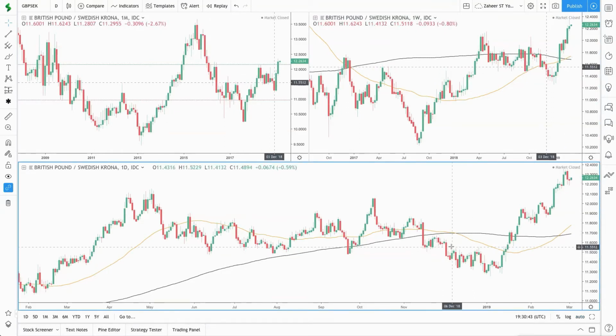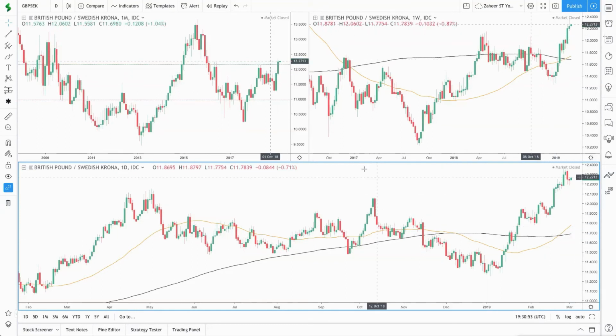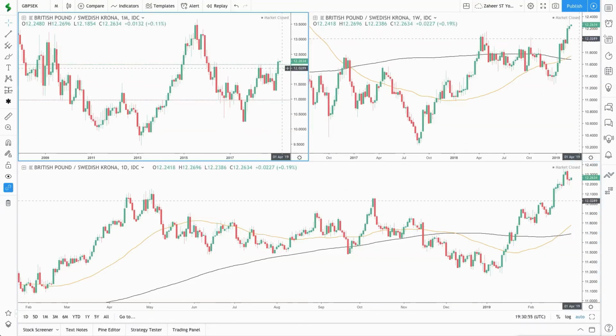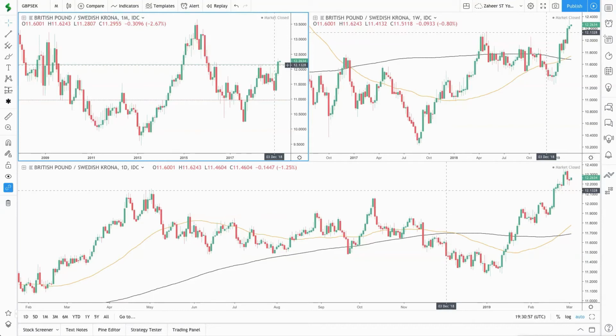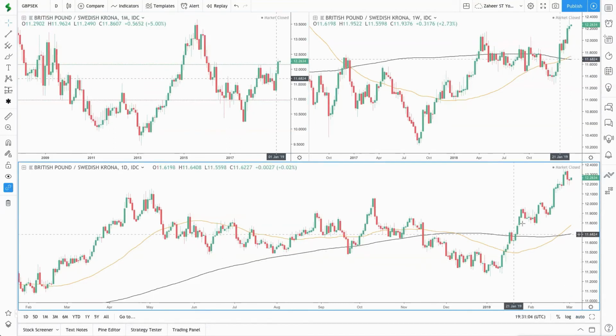Come down to the daily time frame, also see the bullish trend in progress. Price is above the 200 and the 50 moving averages, and a golden cross also confirmed on the daily. So all in all, looking very bullish, trading above the high of 2018 on the monthly, above the 50 and the 200 moving averages on the weekly. Nice trend in progress, and on the daily, good bullish trend in progress and above the 200 and the 50 moving averages.